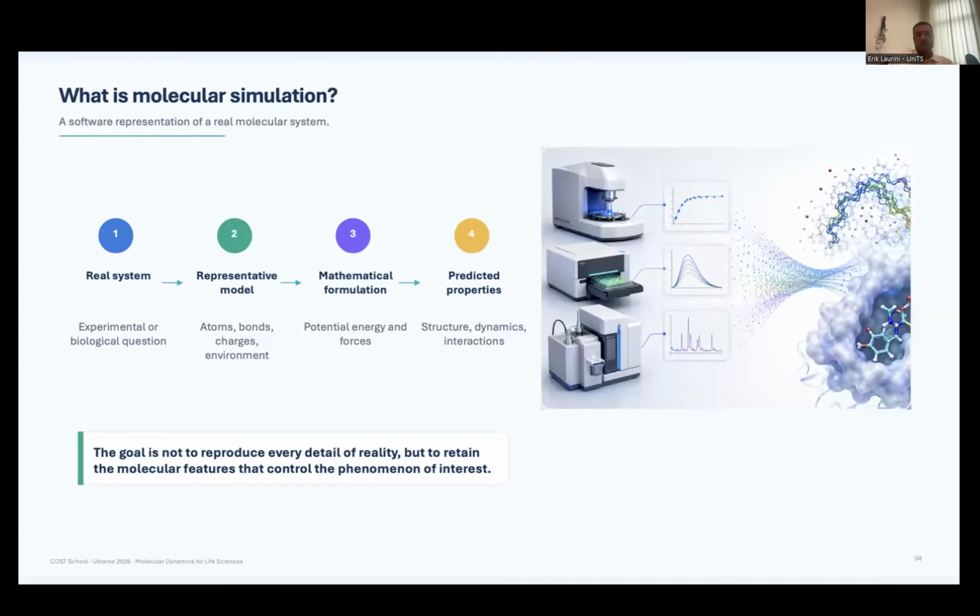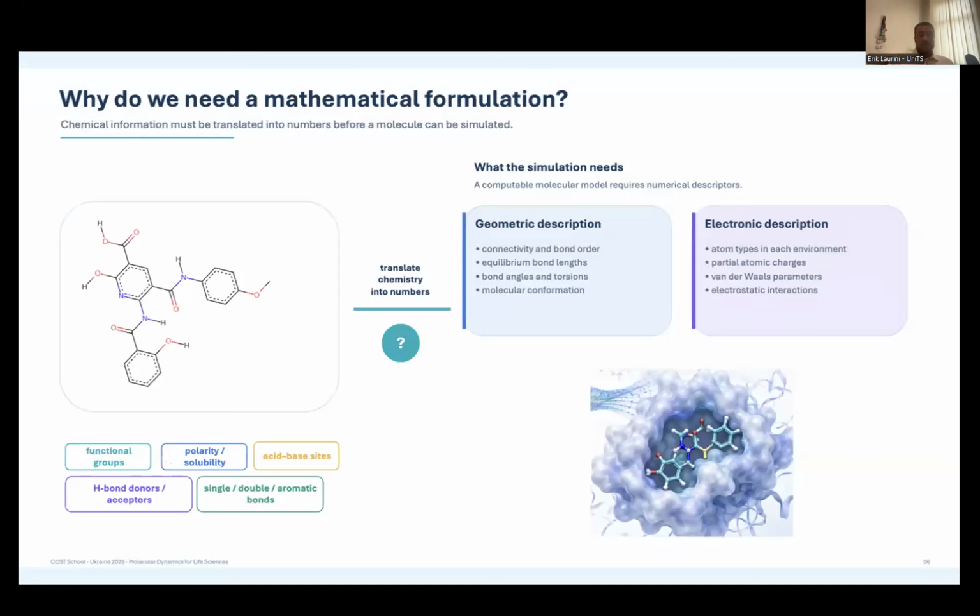After this combination of representative model and mathematical formulation, we have to apply well-defined atomistic molecular protocols in order to predict important properties and retrieve important information about the molecular system that we want to study, in order to answer the experimental questions. Why do we need the mathematical information? Because we have to translate the chemical information into numbers in order to be calculated and simulated.